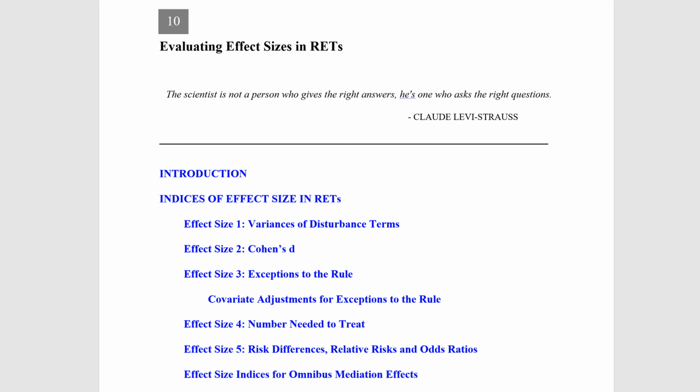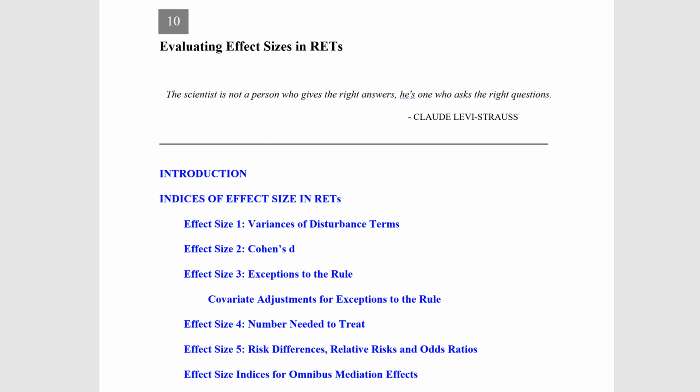I review 5 types of standardized effect size. These include the variances of disturbance terms, Cohen's d, an index of exceptions to the rule, the number needed to treat index, and risk differences, relative risks, and odds ratios. I also consider effect size indices for omnibus mediation effects, whose use I tend to discourage in RETs.